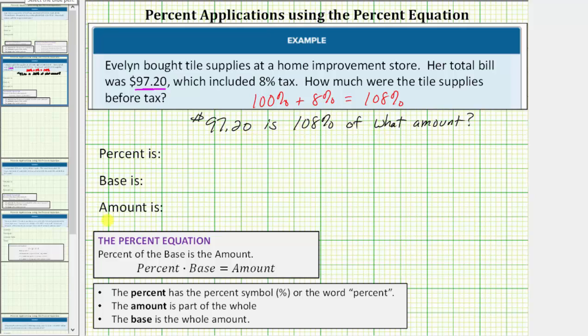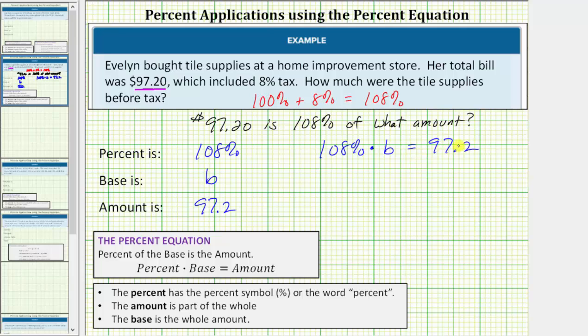Let's leave the units off and call the amount 97.2. The percent is 108%, and the base, which is the whole or the original sale price, is unknown. Let's use the variable b for the base. Now I'll write the percent equation, again, the percent times the base equals the amount. So we'd have 108% times the base b equals 97.2. Again, 108% times some amount, which would be the sale price before tax, equals the total price of $97.20.